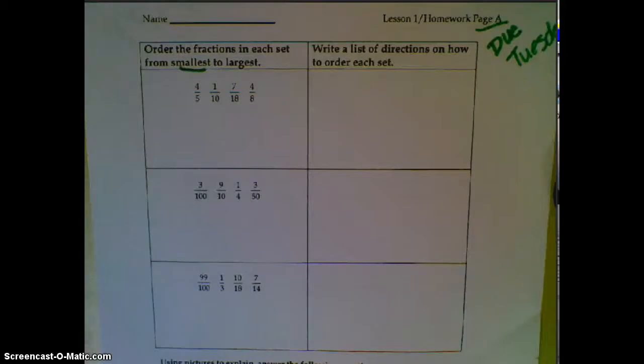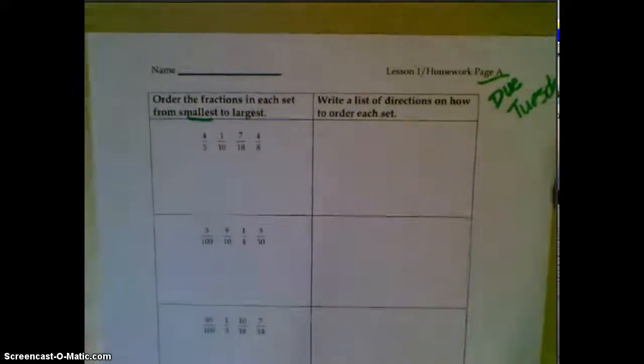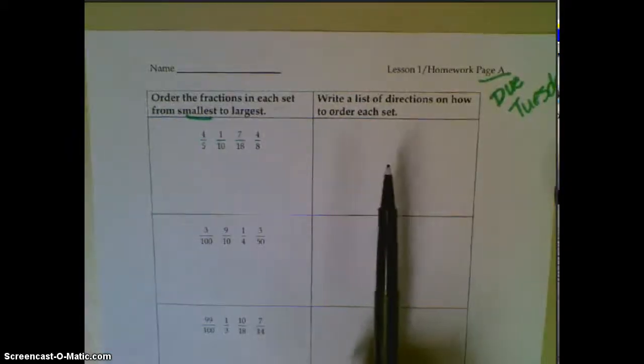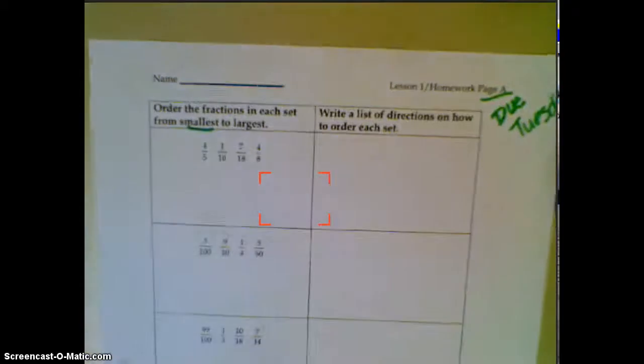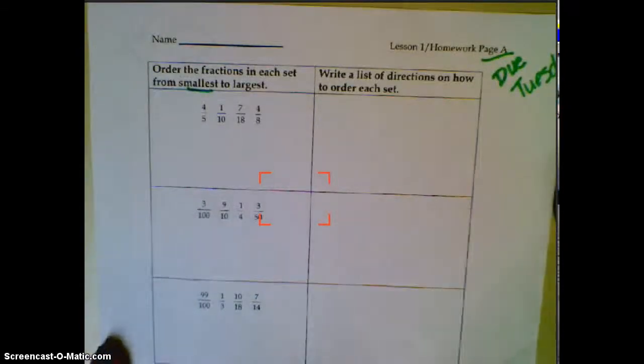Alright, fifth graders, so your homework tonight, you're going to be ordering fractions, similar to what we were doing in class today. The one difference is you need to start writing down the directions over here. So let's first do like we did in class. Think, is it closer to 0, closer to 1, or closer to half? Kind of be thinking that way. Trying to clear this up a little bit, it's a little blurry.